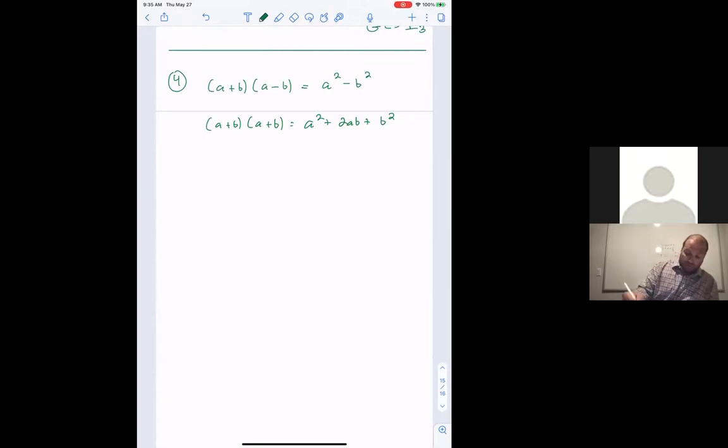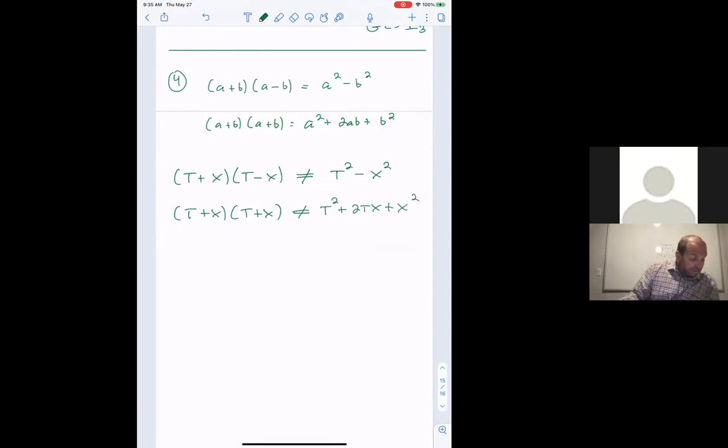So that's with matrices, that's with numbers. However, (t plus x)(t minus x) and (t plus x) times (t plus x) are not equal to t squared minus x squared, and not equal to t squared plus 2tx plus x squared. It says expand them using properties of matrices and explain why.